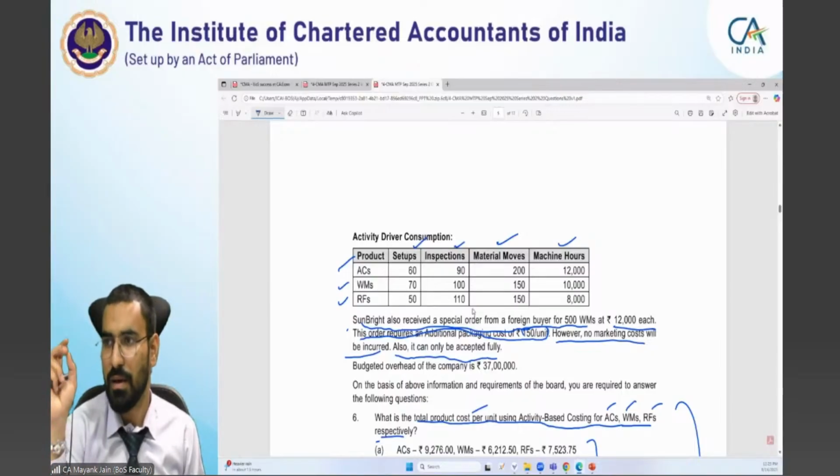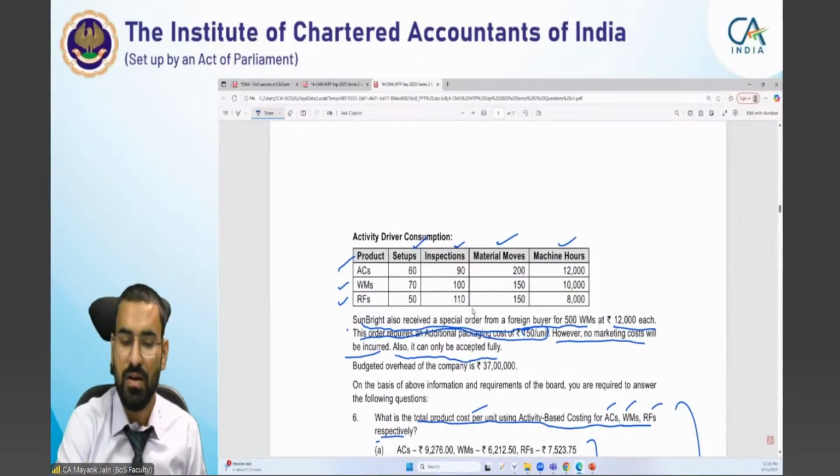हम ये नहीं कर सकते, हमने क्वेश्चन में रीड करा था 200 वॉशिंग मशीन की हमारे पास कैपेसिटी आइडल पड़ी है कि हम 200 मशीन सिर्फ सेल कर दें. हमें 500 की 500 सेल करनी है. बजटेड ओवरहेड ऑफ द कंपनी इज 37 लाख इन टोटल.